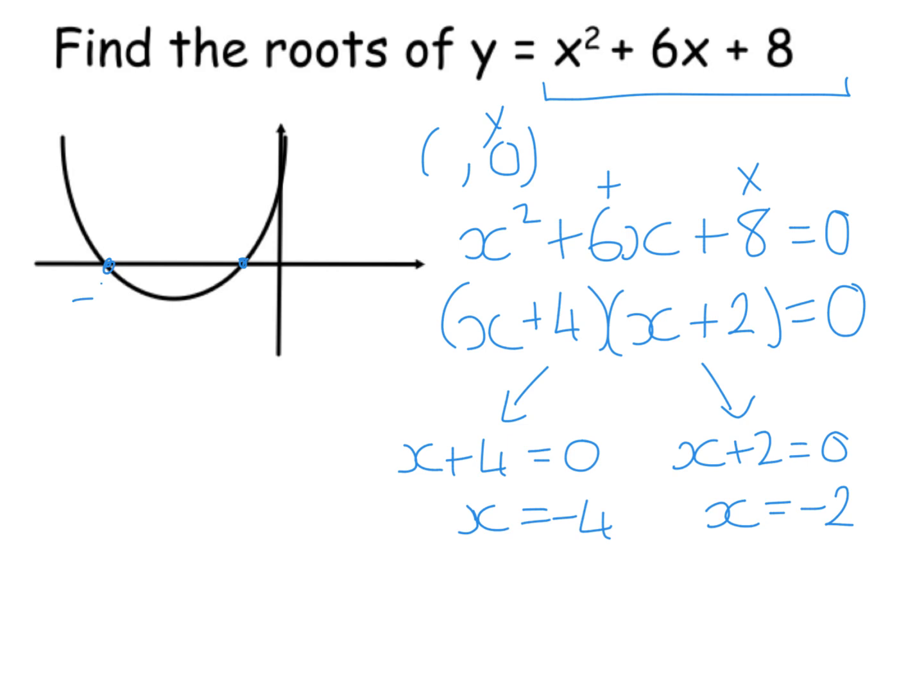Now that kind of matches my picture. There's the minus 4. Oops, I nearly wrote minus 2 there. And there is the minus 2. Okay? So that's you. You've found your roots. So the reason we factorise is to get those roots of the equation. Now if I was going for a turning point, it would be in the middle there at minus 3. But we'll look at that in another one.